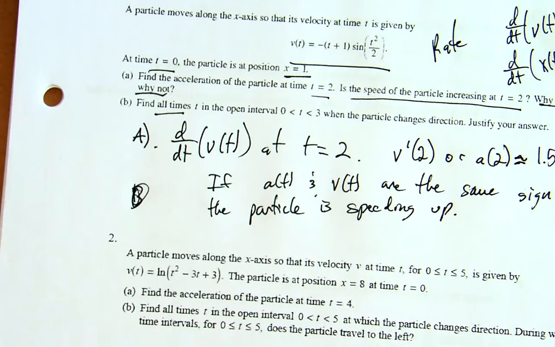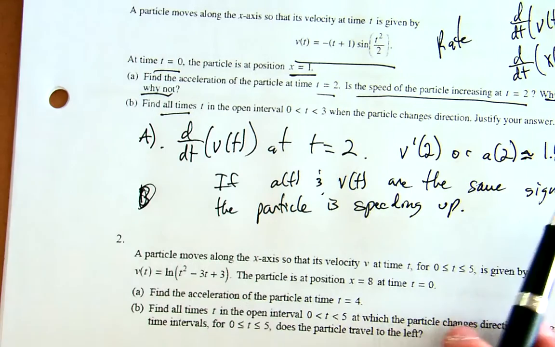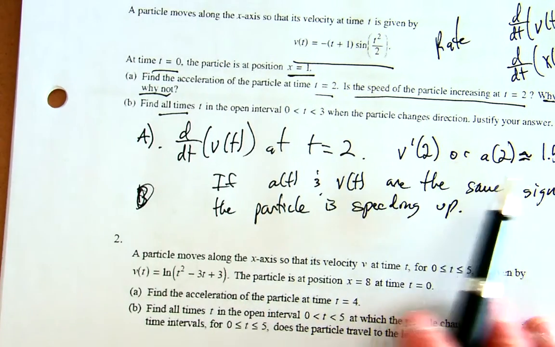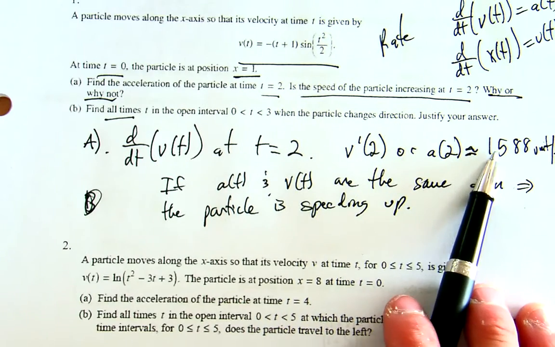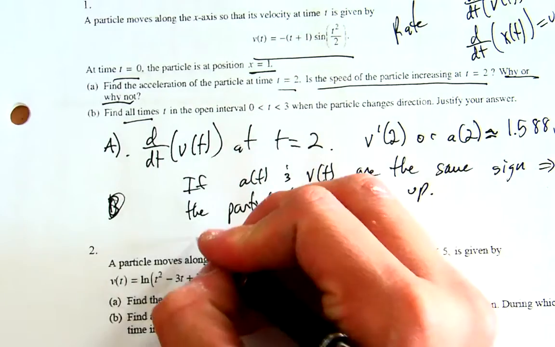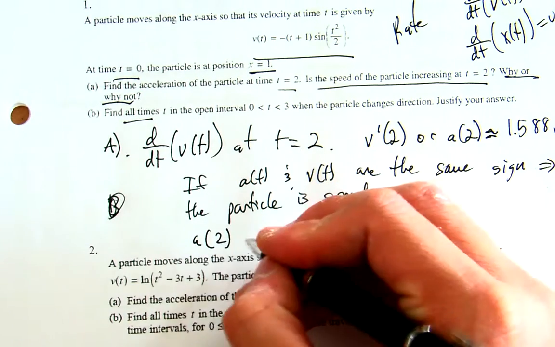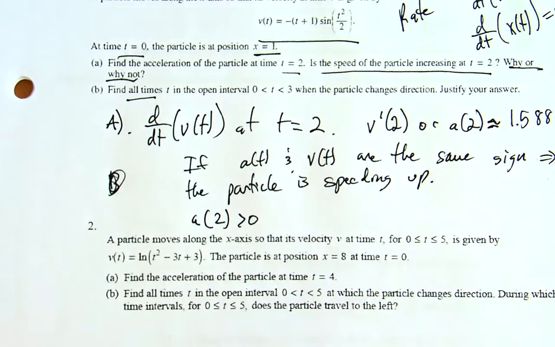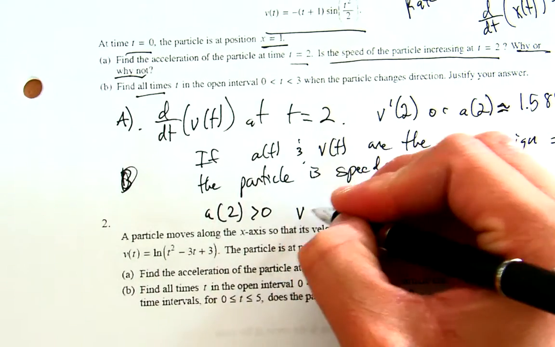Okay, that's cool. So we just have to find the velocity at 2, because we already have the acceleration here, right? So if you notice, a of t, or a of 2, is greater than 0, so its sign is positive. So now we just need v of 2.